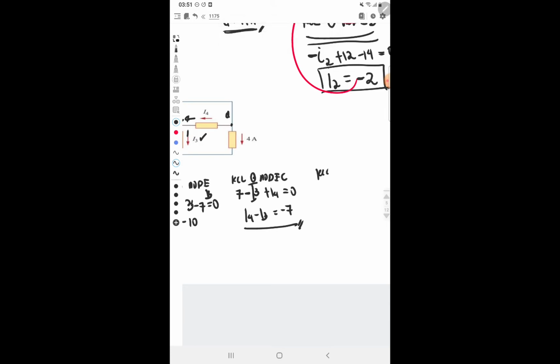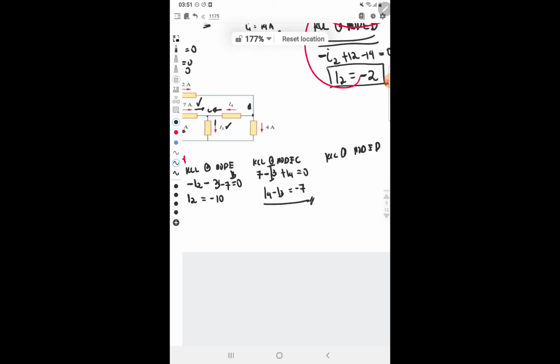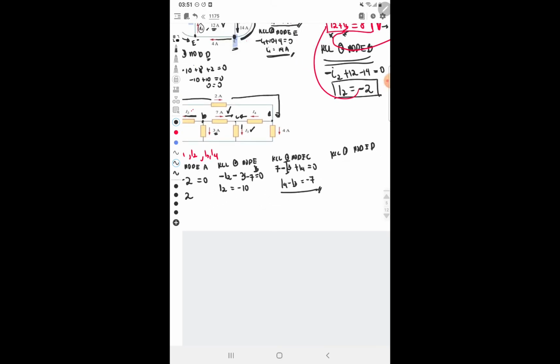Next, let's have our D. So, KCL at node D. Okay? So, current entering the node D is our positive 2 ampere. And then leaving the node D is negative 4 ampere. And then of course, meron din nagli-leave which is I4, equals 0. So, from here, pwede nating sabihin that my I4 is equal to 2 less 4, which is equal to negative 2.